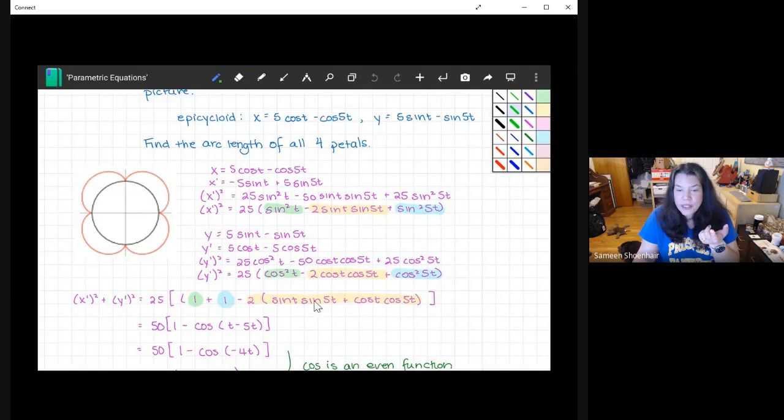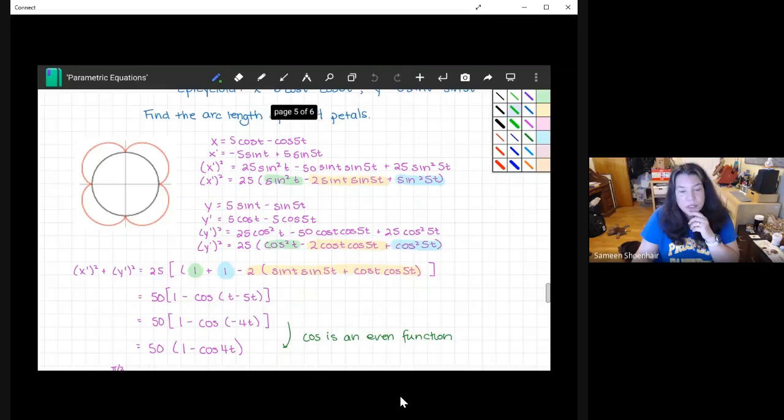But hopefully now this formula looks familiar. Sine A sine B plus cosine A cosine B. That's our difference formula for cosine. That's cosine A minus B. And then this was 2. These ones combined to a 2, so I factored out a 2 from here. That's why the 25 changed to 50. And we wind up with that. And then because cosine is an even function, we can actually simplify it to this. So any questions where I got that from?